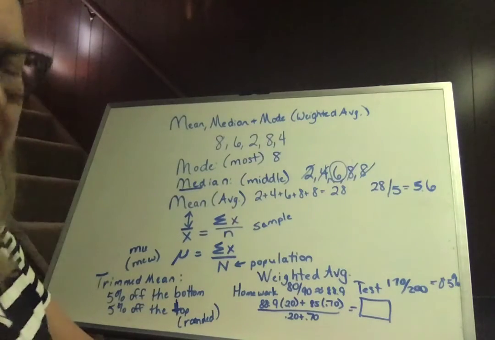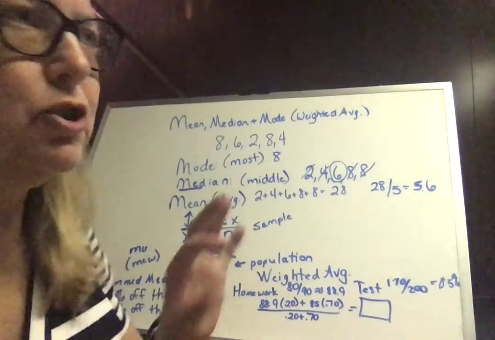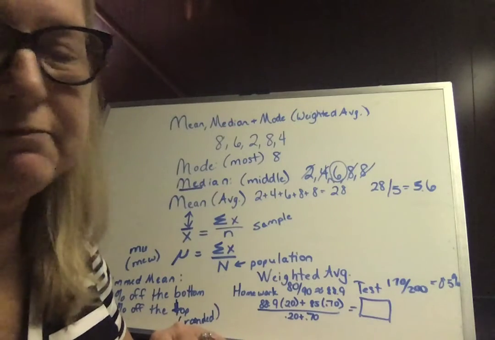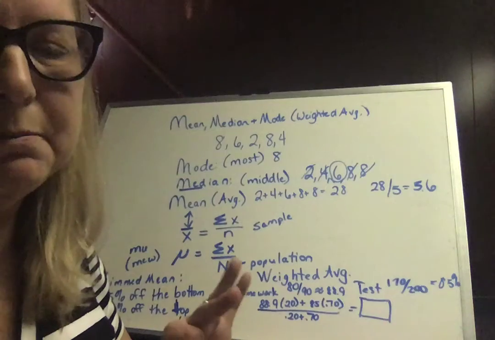So this is the basics for this section. I am going to add a short video that shows you how to do this on the calculator if you want to find an easier route, but you should be able to find mean, median, and mode.